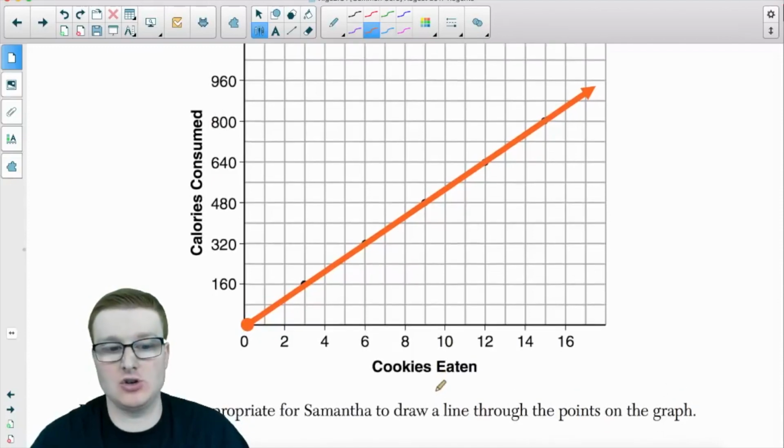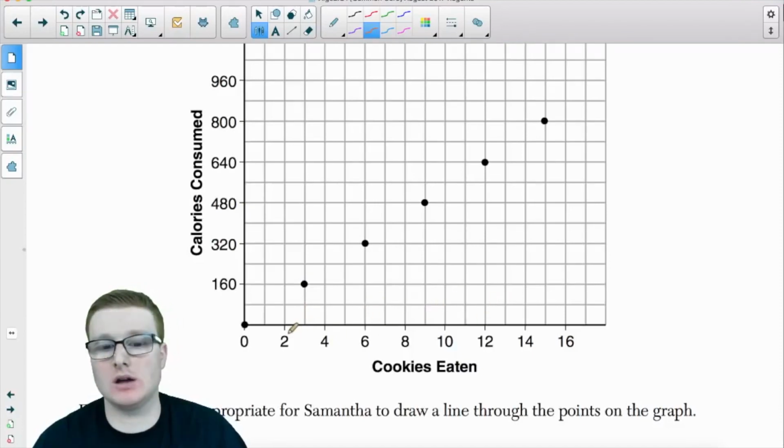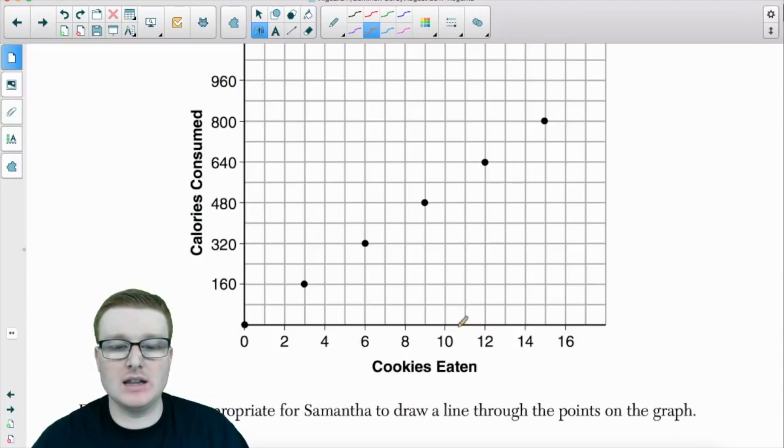And the reason why they want you to draw the line is who in the world stops at eating 3 cookies, 6 cookies, 9 cookies, 12 cookies? What if I want 2 cookies? What if I want 16 cookies? What if I want the whole sleeve? Sounds like most of us, right? What about 11 cookies? How about 10 and a half? I could split up an Oreo. I could split up a cookie.